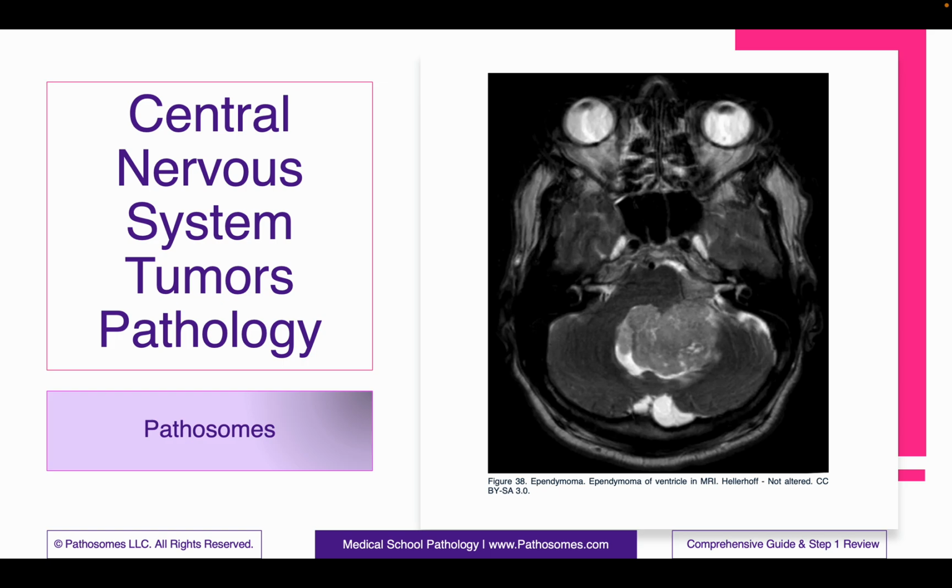What's happening in this image? It's an MRI. Can you see the extreme brain lesion? Okay, great job. We're going to be discussing this in our lecture today on central nervous system tumors pathology.